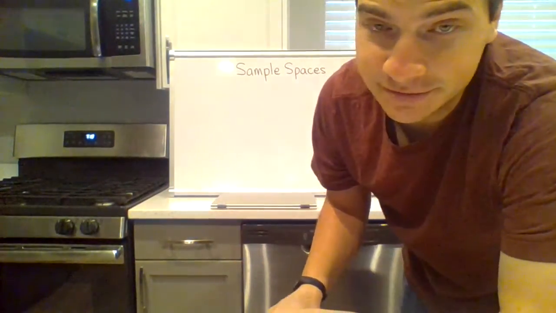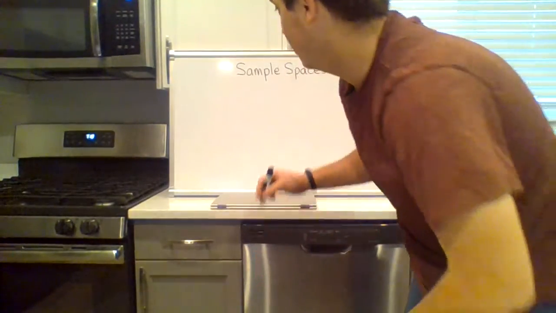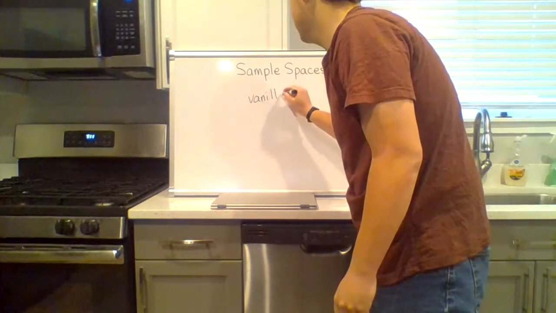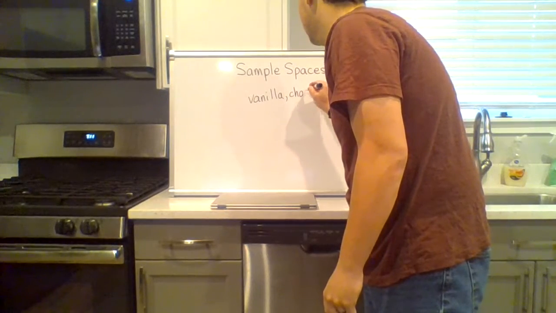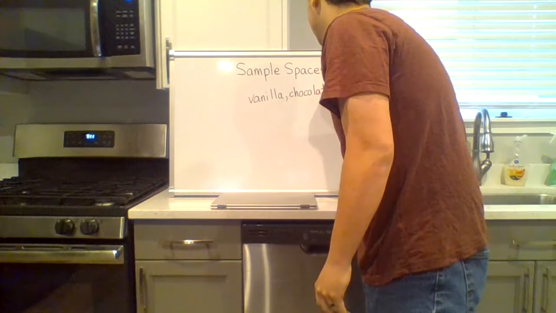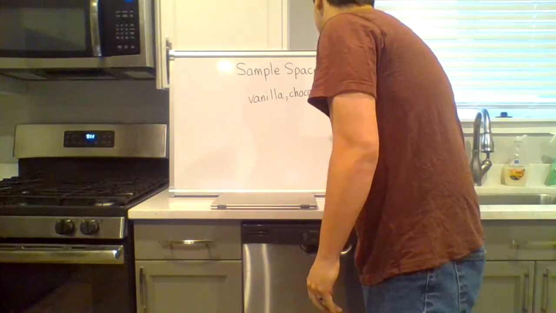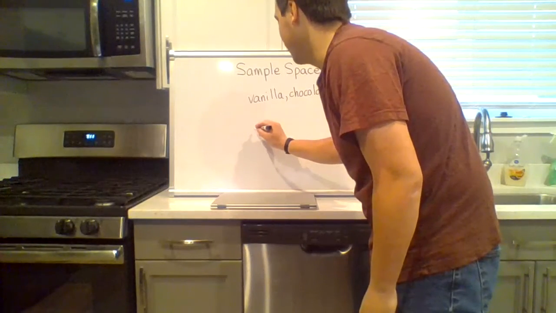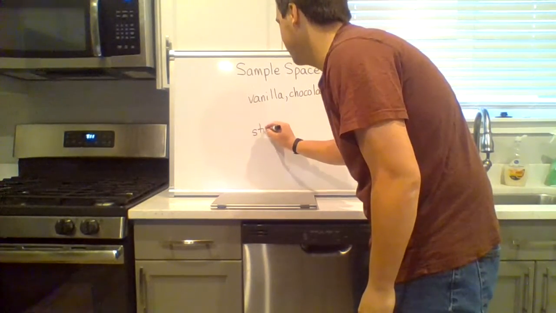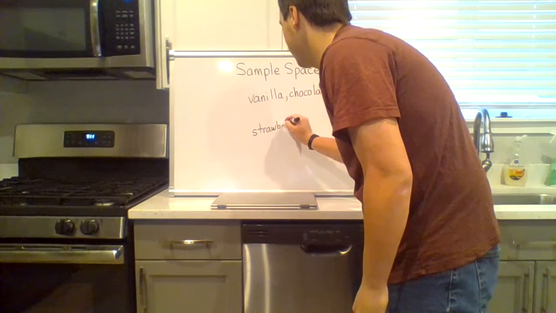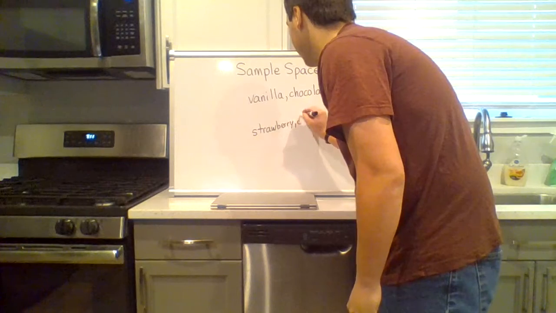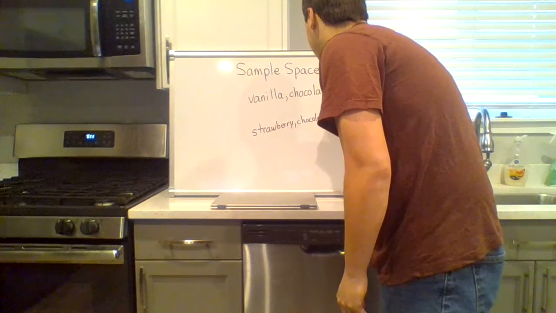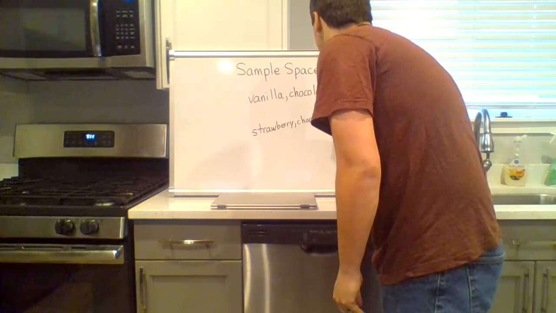Suppose you want ice cream. So for your ice cream, you have an option between vanilla, chocolate, or a swirl. And for your topping, you have an option between, for syrup toppings, strawberry, chocolate, caramel, and fudge.